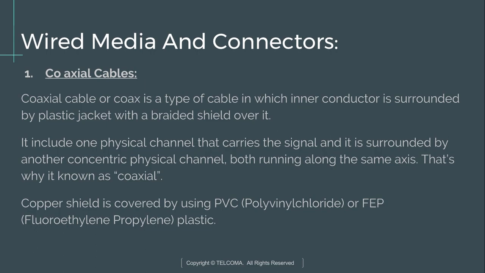Coaxial cable, or coax, is a type of cable in which the inner conductor is surrounded by a plastic jacket with a braided shield over it. So it includes one physical channel that carries the signal, and it is surrounded by another concentric physical channel, both running along the same axis. That's why it is known as coaxial. The copper shield is covered using PVC, polyvinyl chloride, or FEP, fluoroethylene propylene plastic.